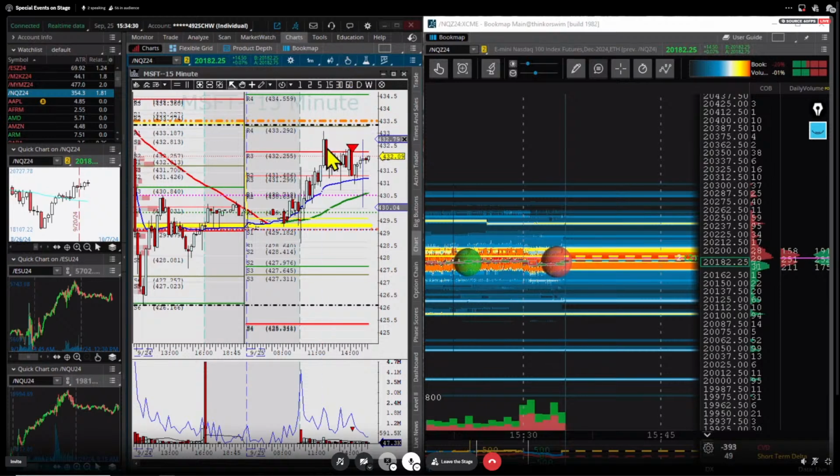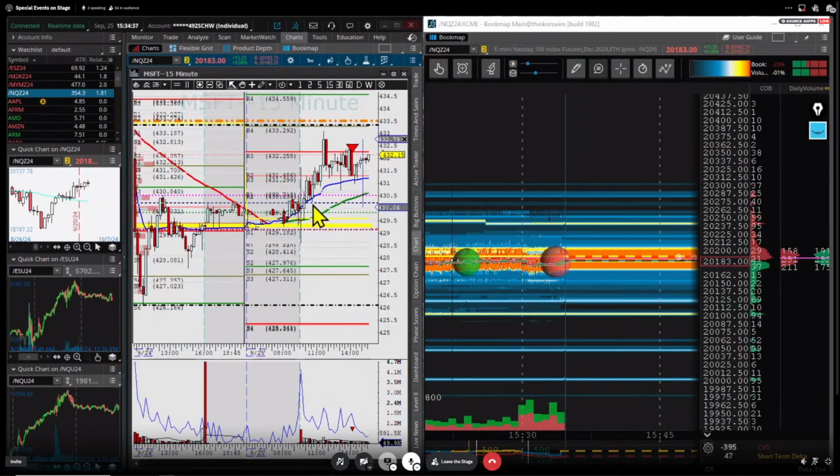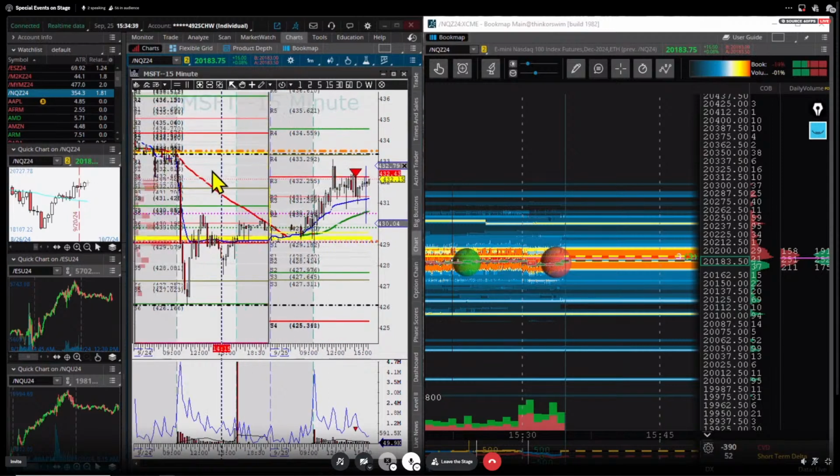So as long as I'm under the fours, it's a short. And in this instance, because it's a lower range today than it was yesterday, I'm actually looking for a pullback right into where we sold from before to see if we sell again. So we pulled right back up into that area.